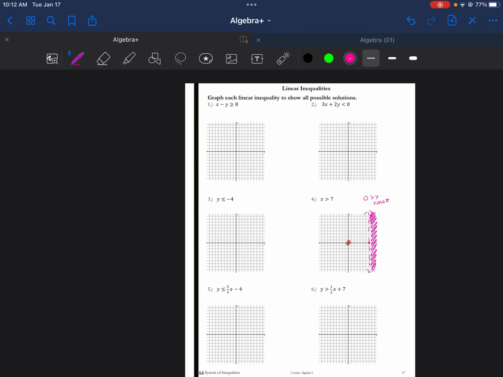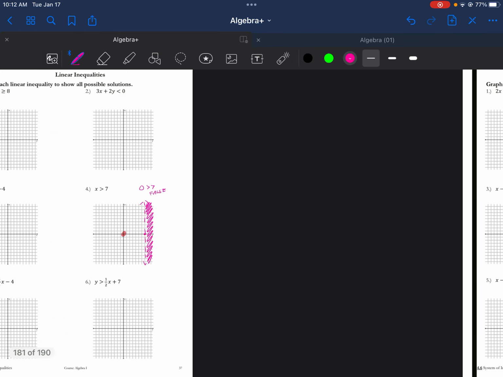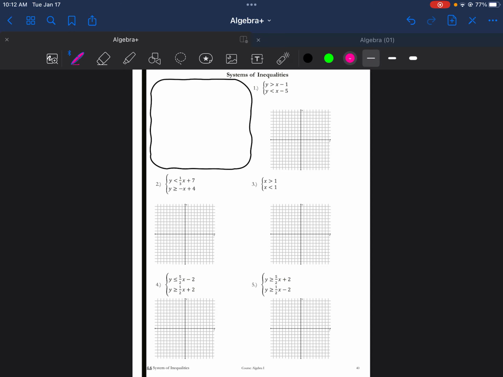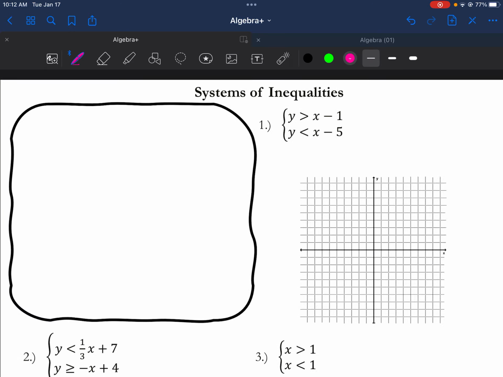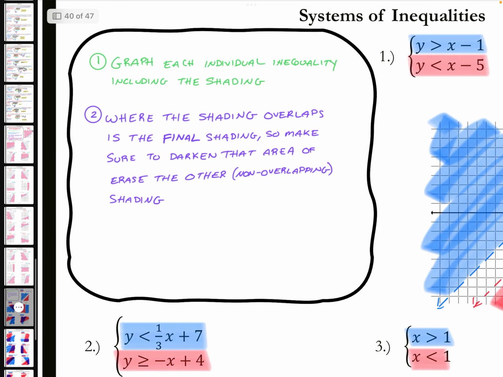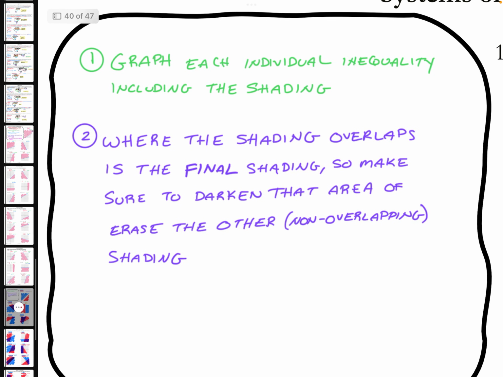You can go ahead and practice using any of these pages. This video is going to connect to the next part of the lesson, which is systems of inequalities. You're going to want to go ahead and copy down this set of notes, which is the same thing as before, right? You're graphing the inequalities, including the shading, and where the shading overlaps is the final answer. So go ahead and pause the video to copy this down.